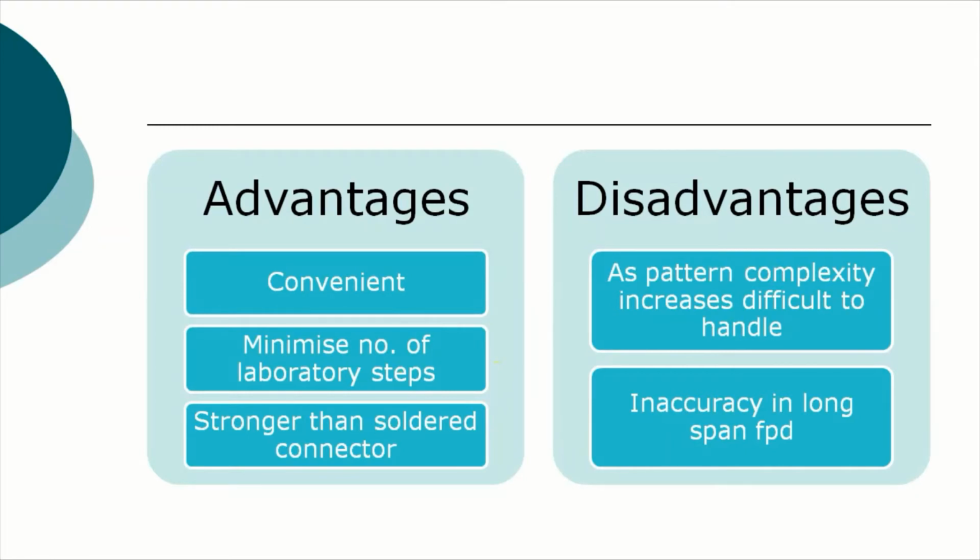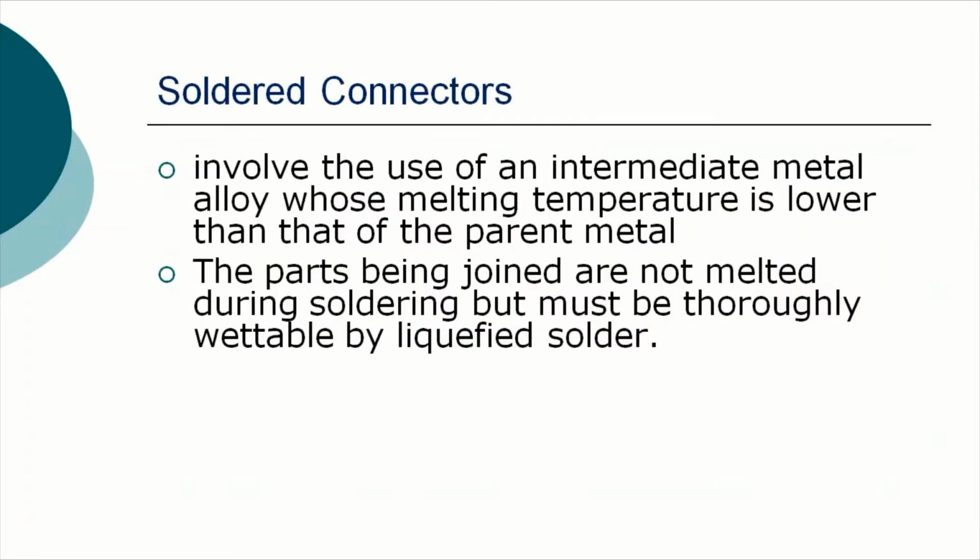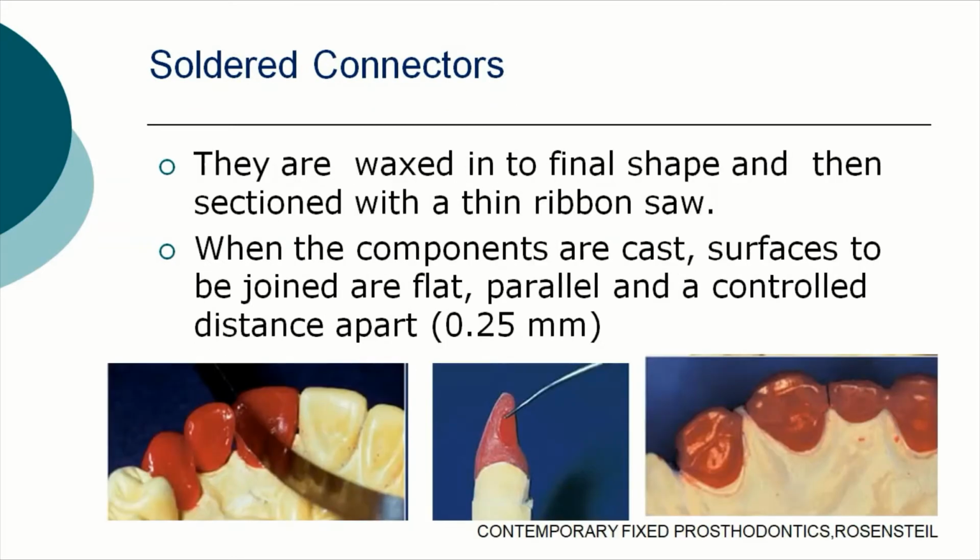Whereas the problem is the pattern complexity. If it is a long span FPD, it is difficult to handle because the wax pattern can distort when we remove it from the die, and also inaccuracy can result in a long span FPD. So in such cases, the preferred method is soldering. That is, in this method, we use an intermediate metal alloy whose melting temperature is lower than that of the parent metal, and the parts being joined are not melted during soldering.